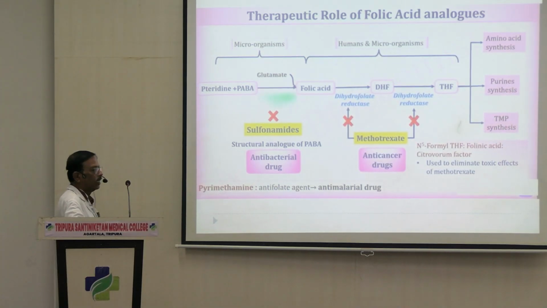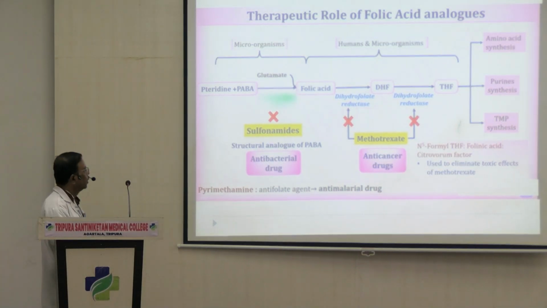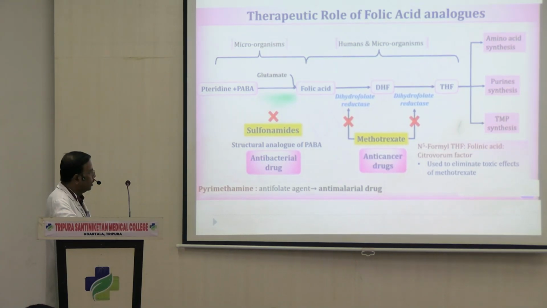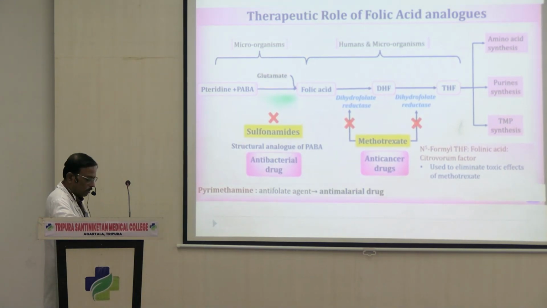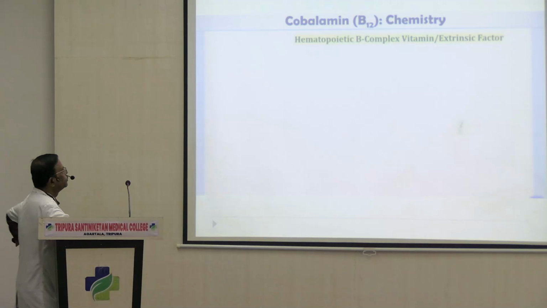Pyrimethamine is an anti-malarial drug. In the same way it acts, as an inhibitor of folic acid synthesis, and the malaria parasites die from this lack of folic acid.